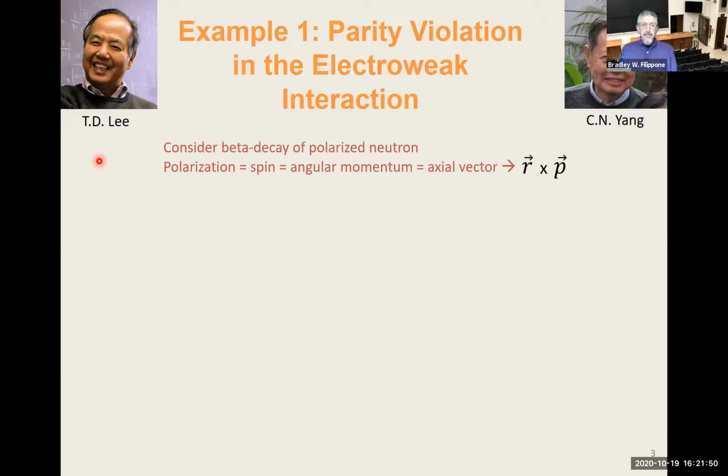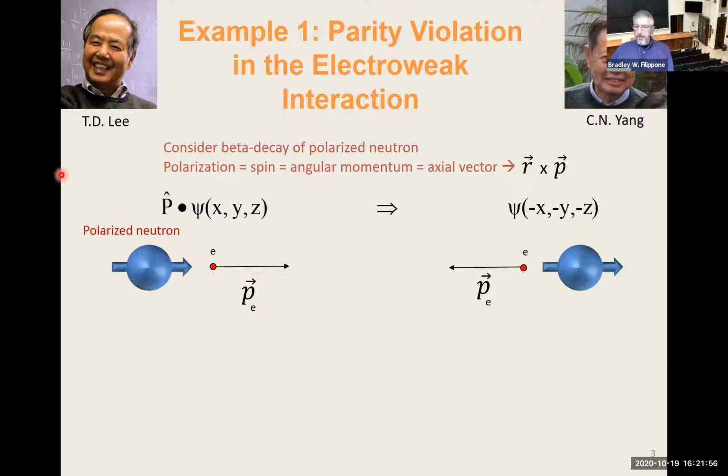So I want to consider the beta decay of a polarized neutron. And so here I have a polarized neutron. The neutron's polarization is the spin vector. It's an angular momentum, and so it's an axial vector. And since a vector changes sign under parity, an axial vector does not.